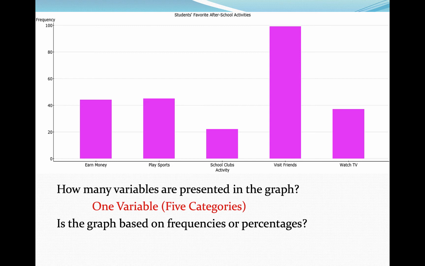One of the things to always look at with a bar graph is that bar graphs are fairly flexible, and sometimes the y-axis will be frequencies and sometimes it will be percentages. Most commonly it's frequencies, and that's what you will see here. You will see the y-axis of this graph representing frequency, the x-axis representing the variable itself. So basically the height of the bars tells you how common each choice was whenever we ask students their favorite after-school activity.